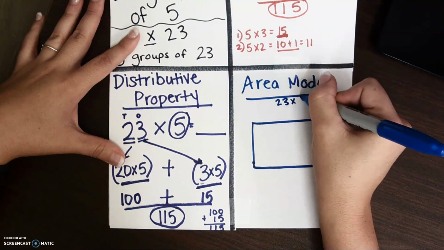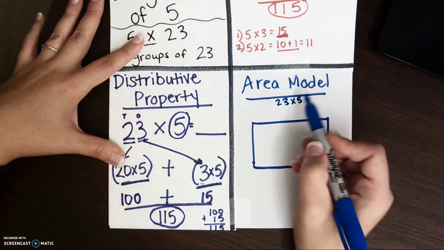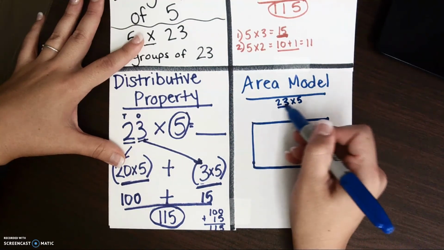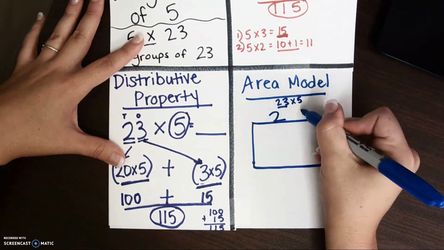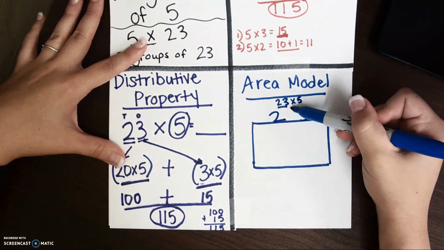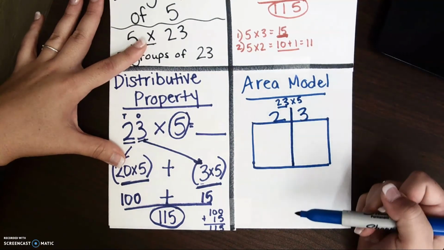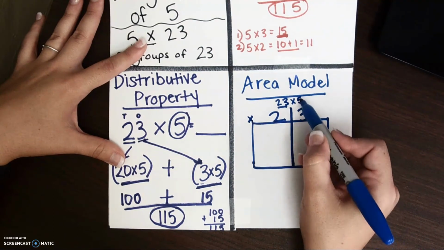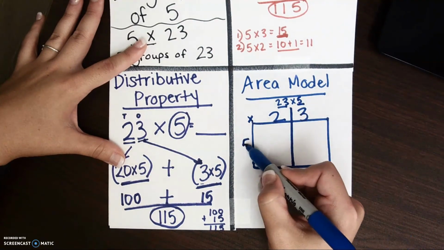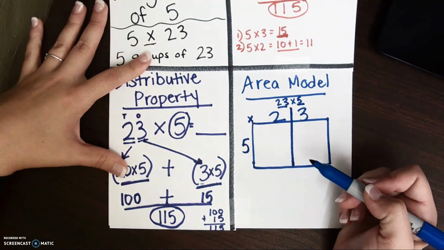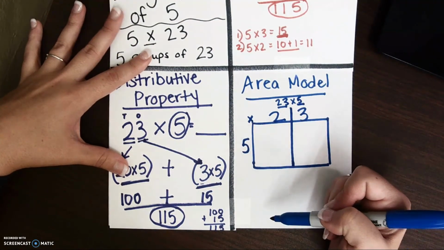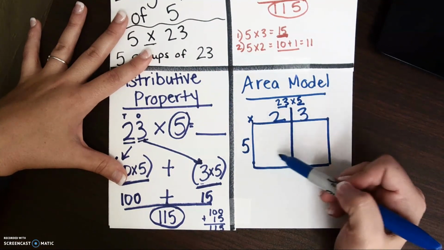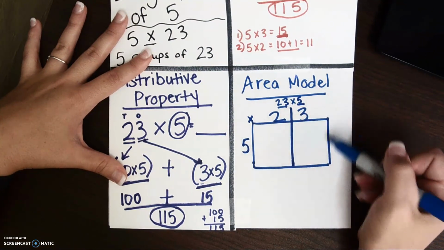Our problem is 23 times 5. So I'm going to put my big number on the long side because it's my long number, my big number. All right. I'm going to put a line going down the middle. All right. And I'm multiplying, put my little multiplication symbol, by 5. So I'm going to put my 5 on the side. He's my little guy. He's going to go on the small side. All right. Now I'm going to do my multiplying step next.